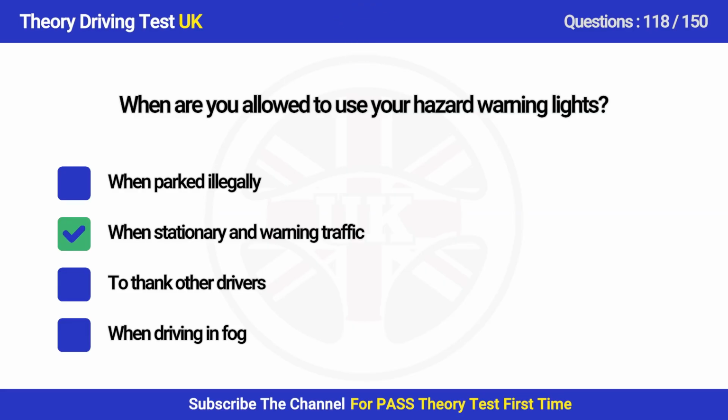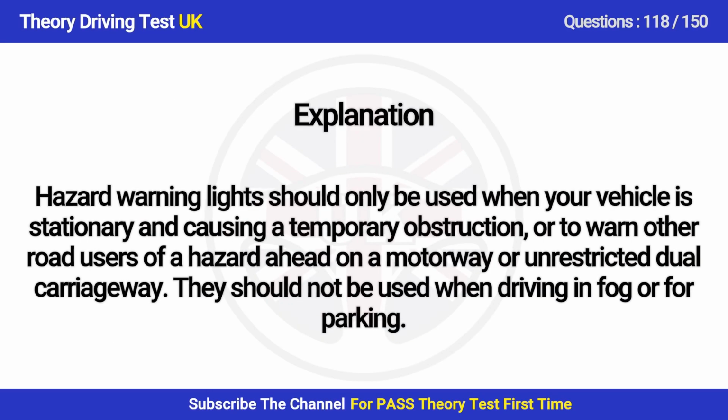Answer is B. When stationary and warning traffic. Hazard warning lights should only be used when your vehicle is stationary and causing a temporary obstruction, or to warn other road users of a hazard ahead on a motorway or unrestricted dual carriageway. They should not be used when driving in fog or for parking.